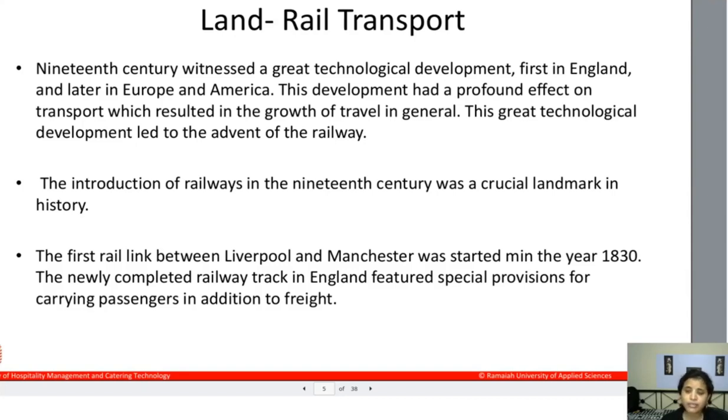Now, why are we talking about transportation industries? Because it is one of the prominent A's of the tourism industry, that is accessibility. So it comes under the category of accessibility, where it gives travelers access to move from their origin place to different destinations.